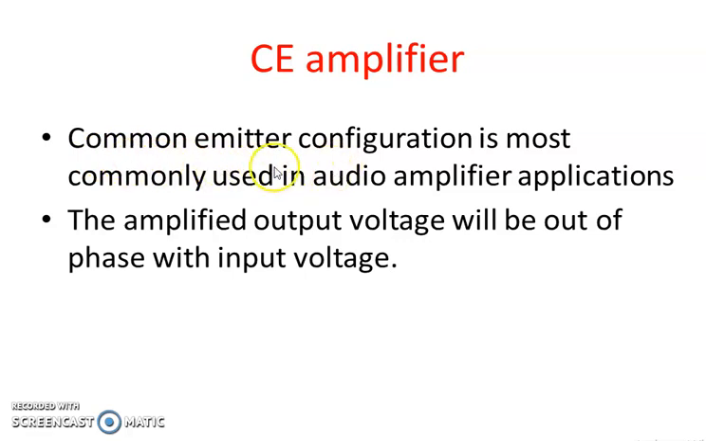This CE amplifier is most commonly used as an audio amplifier. The amplified output will be 180 degrees out of phase with the input voltage. That is, if you are giving a sine wave, then the output will be 180 degrees out of phase with that input signal. That is one of the features of common emitter configuration.